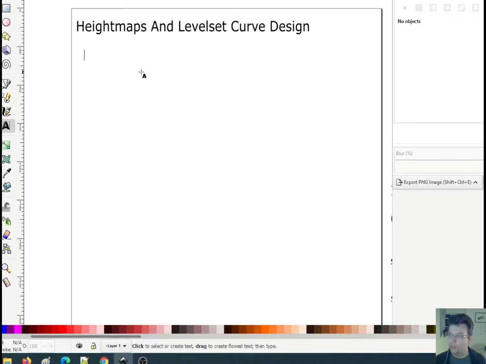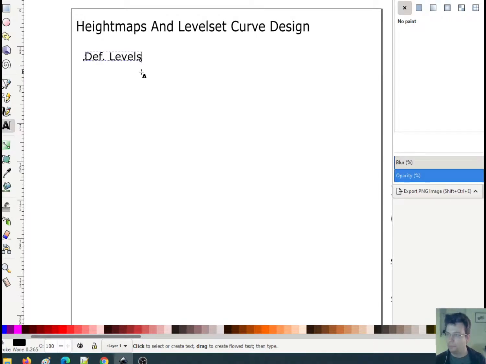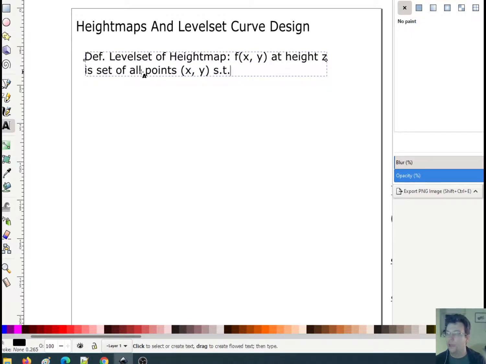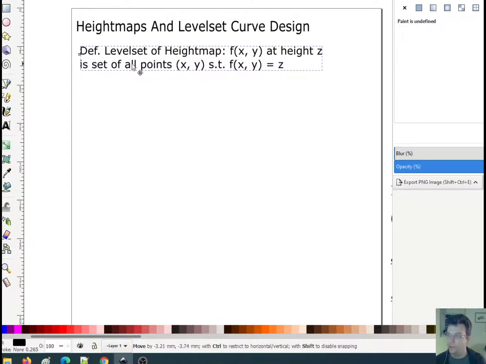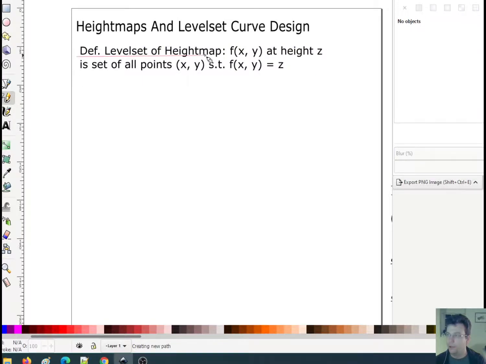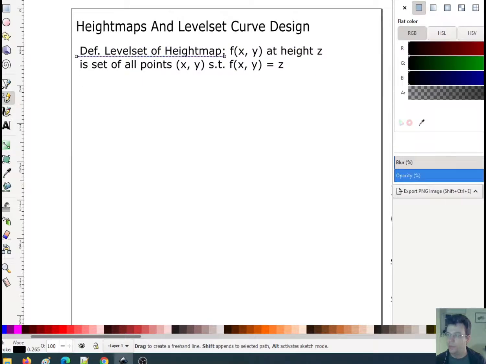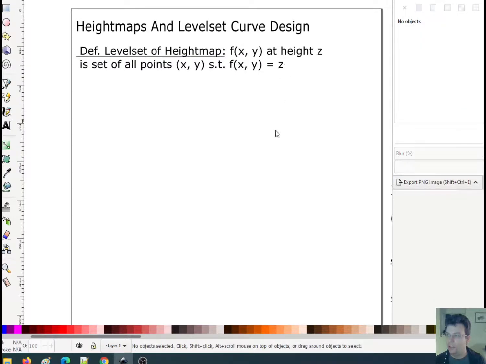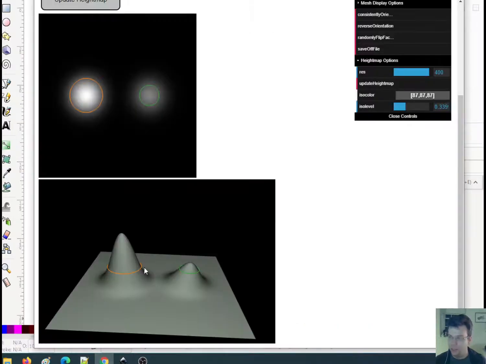So a level set you can define is just, so we'll say, the level set of a height map f of xy at height z is the set of all points xy so that f of xy equals z. It's very straightforward. I just put into some notation what I already told you. A level set is all the points that I can find that satisfy this equation, that my function is equal to a particular height.